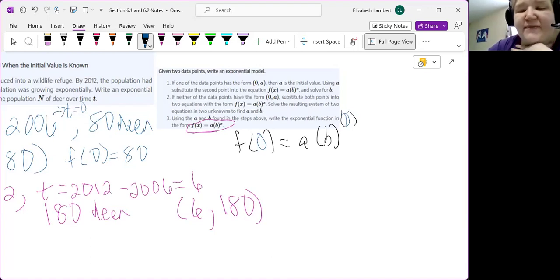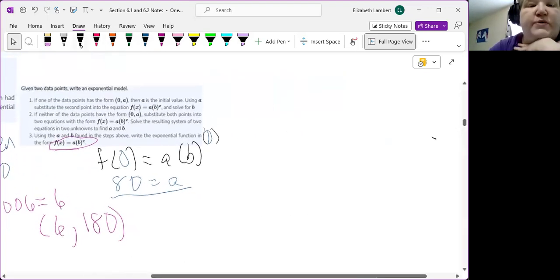So in place of the f of 0, I can write 80 equals A times B to the 0. Anything to the 0 is 1. A times 1 is A. So we've already got one of the numbers. Ching! Now we just have to find the other one.